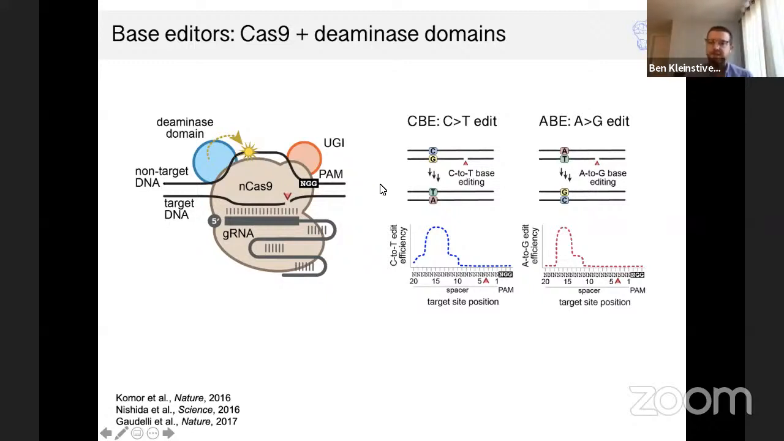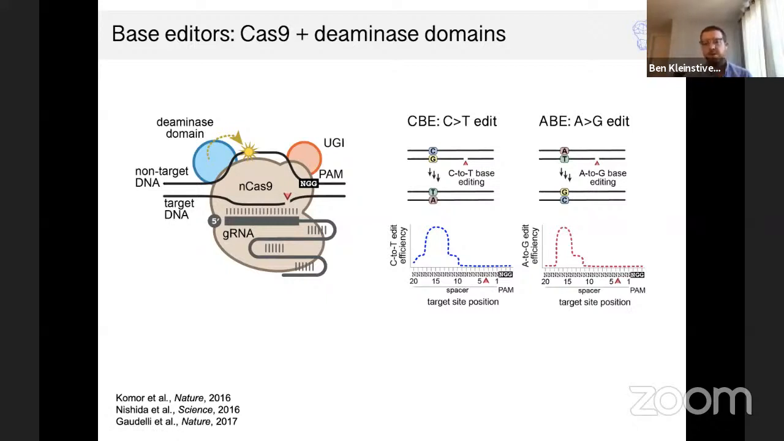There are two different main flavors of base editors that have been described. So there are these cytosine base editors that generate C to T edits, and adenosine base editors that generate A to G edits. These deaminase domains can only act within actually a very short window of the accessible DNA, which means that their editing profile can only exist in this short edit window of usually between 3 to 5 nucleotides.